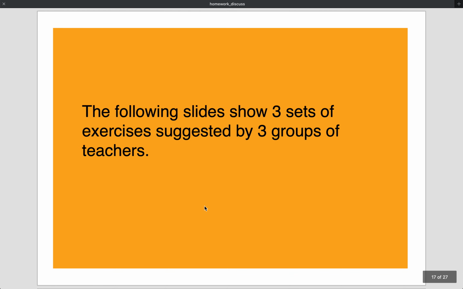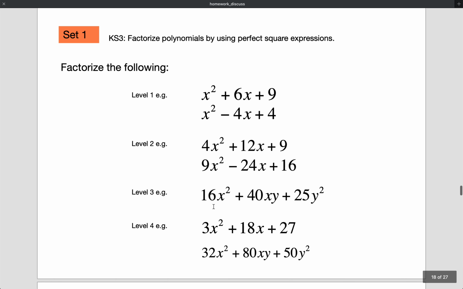So if you're finished, then maybe you can now move on to look at the set of questions from the teachers that I have collected. They also come from 3 groups of teachers. This is one set of questions by one group of teachers. They also particularly label them as level 1, 2, 3, and 4. Okay, and this is the heading. This is the question they also put down. The terms they use is called factorize the following.